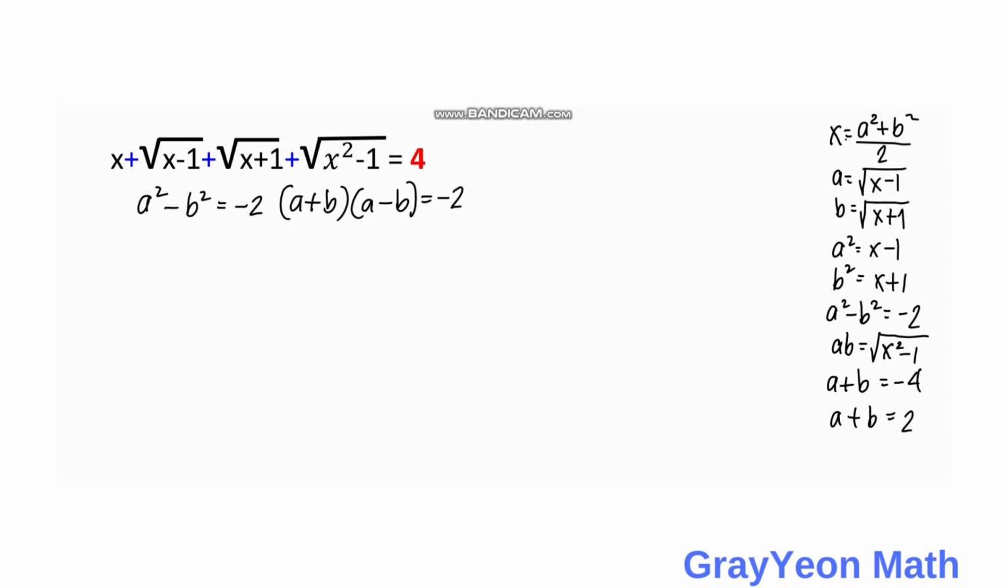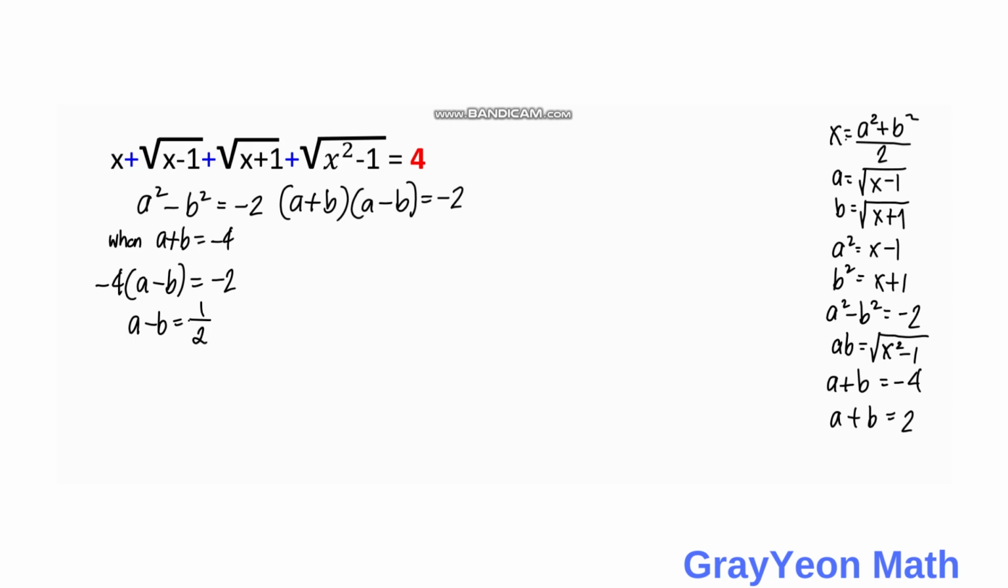And for the first case, a plus b is equal to negative 4. So, when it is negative 4, then we have negative 4 times a minus b is equal to negative 2. And therefore, a minus b is equal to 1 half.